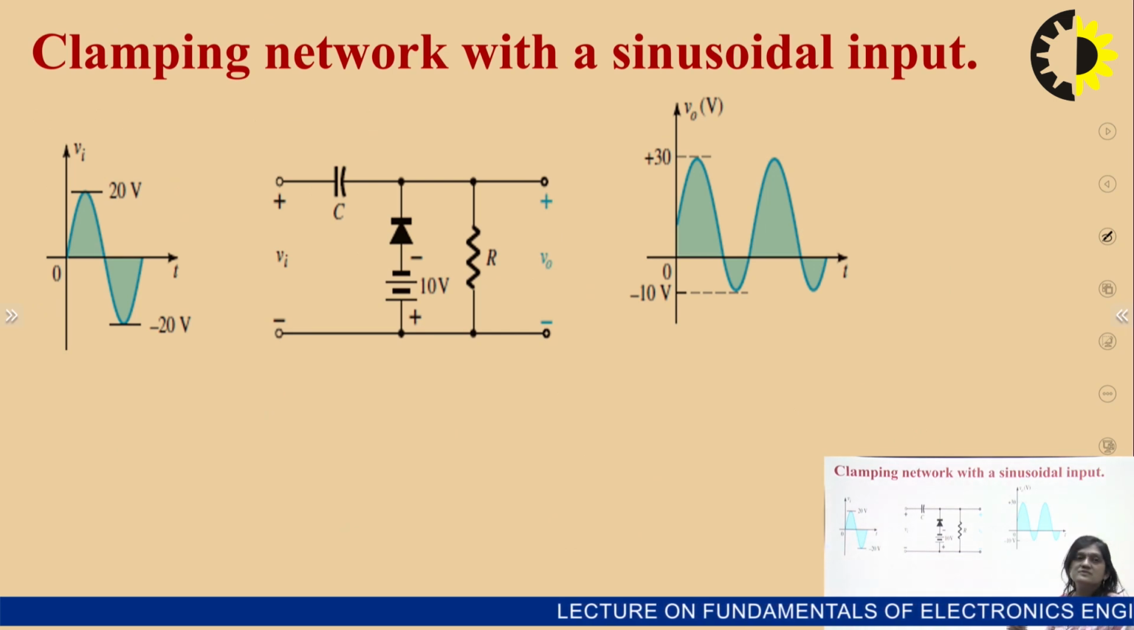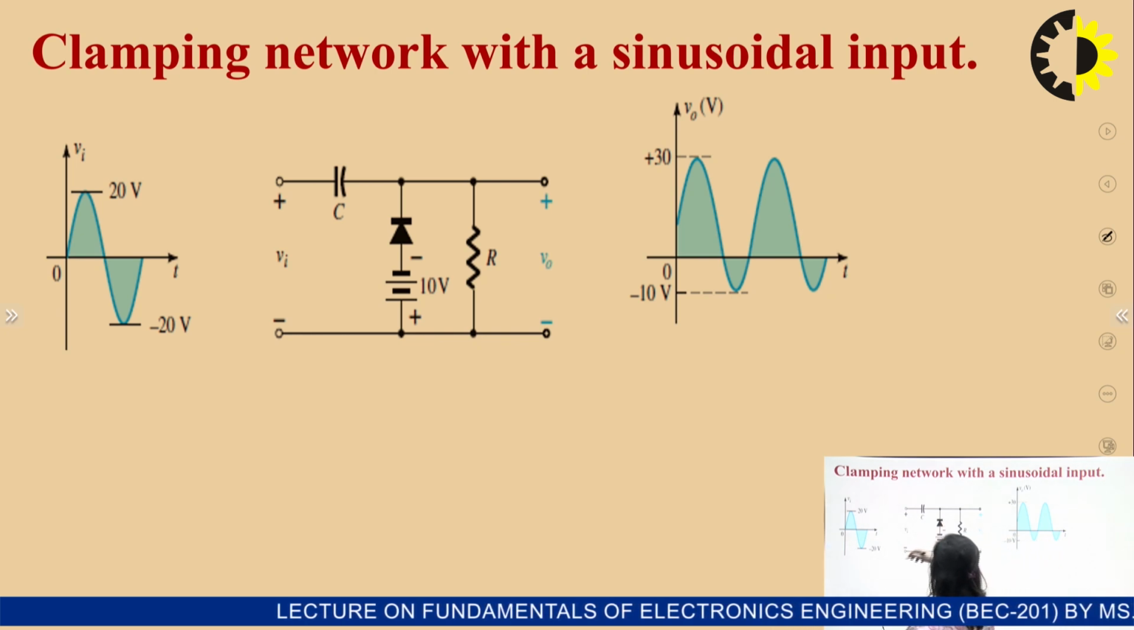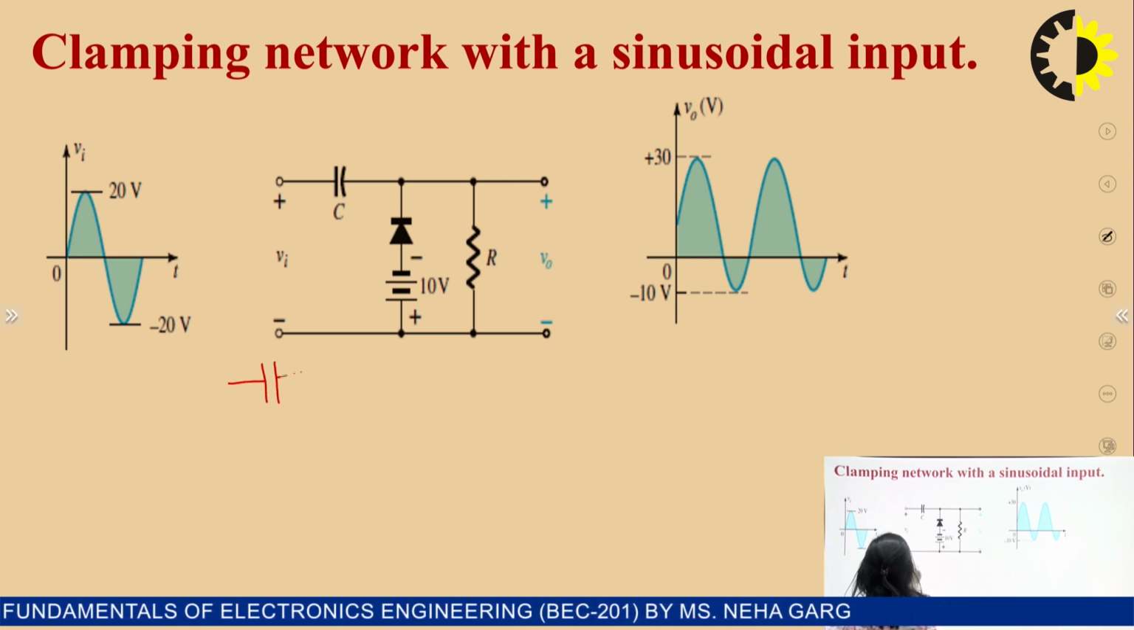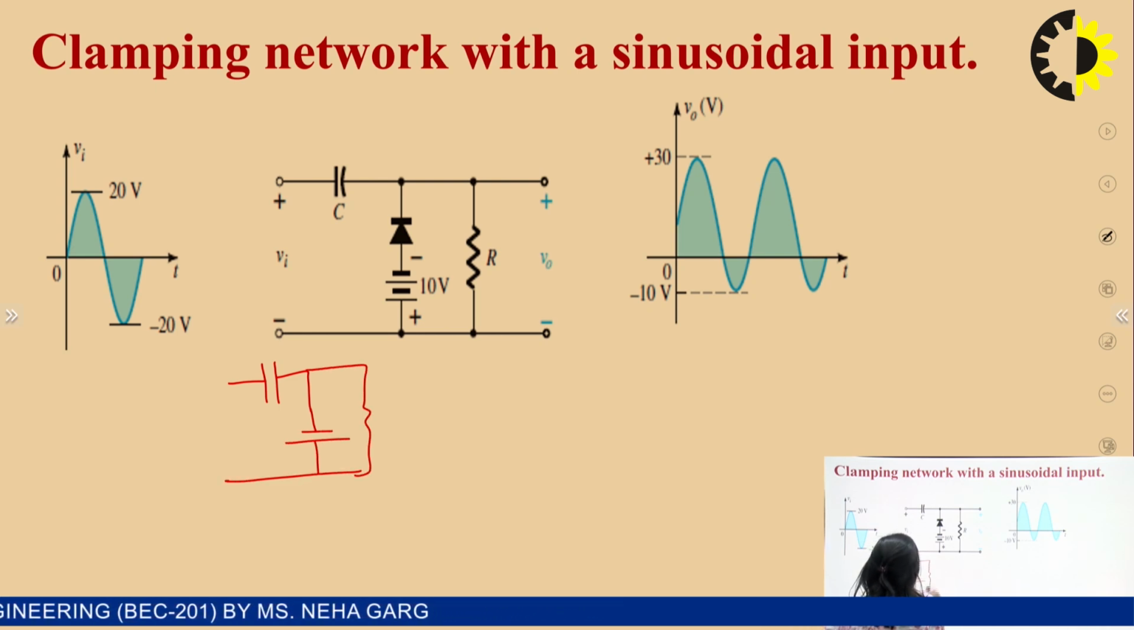So this is the question with the sine wave in our hand. So here also we will see when this diode will be forward bias. So the diode will be forward bias in the negative half cycle. So the equivalent circuit will be, now the diode is an ideal diode, so it will be replaced with a short circuit. So this will be the equivalent circuit in this case.